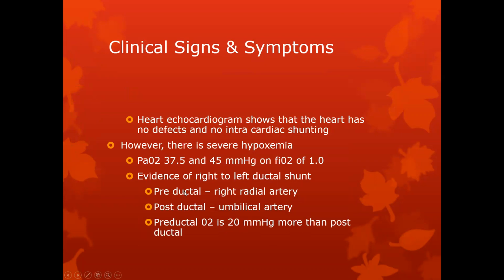So here it says the pre-ductal blood, if it's 20 millimeters mercury more than post-ductal blood, then you have pulmonary hypertension occurring and shunting occurring. That was the pressure you were talking about.